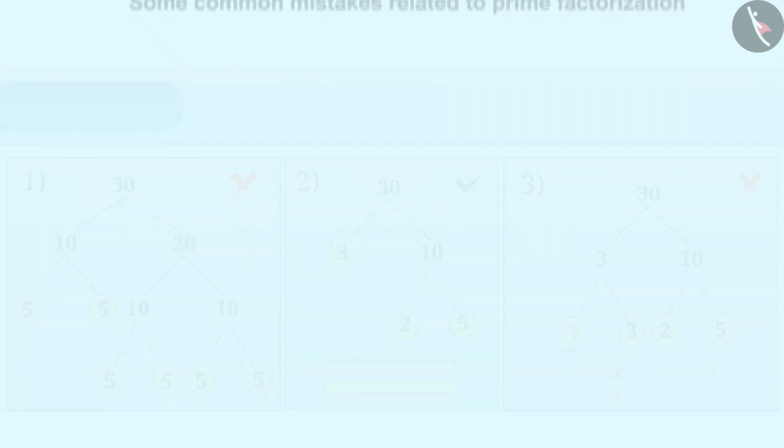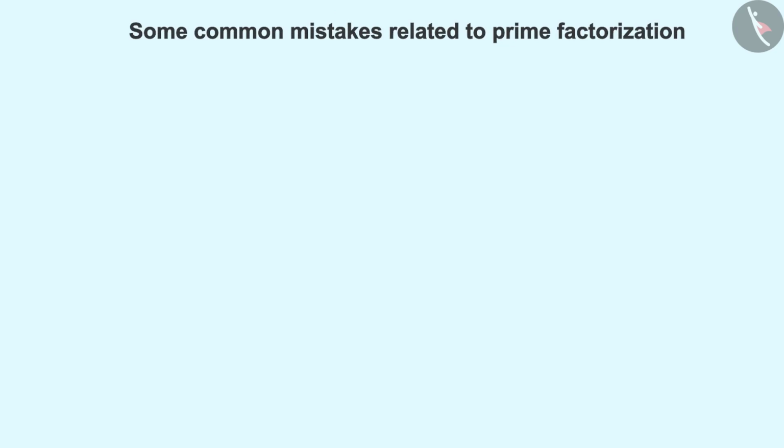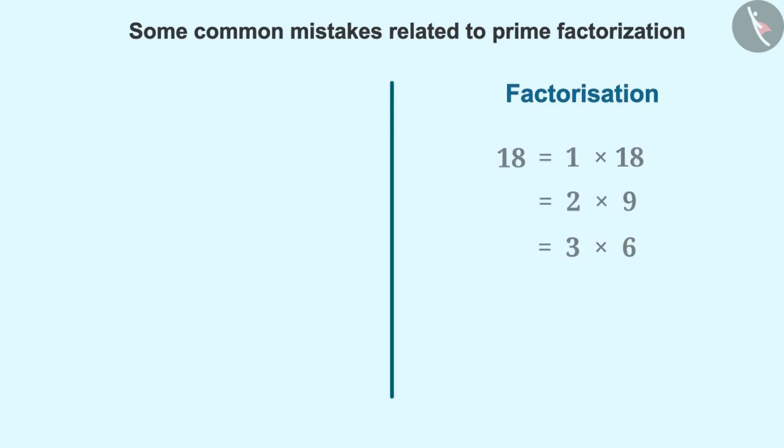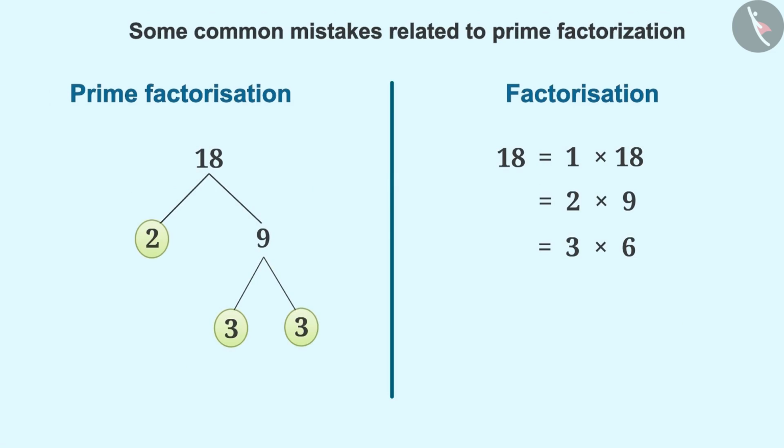Now let's see some common mistakes related to prime factorization. Sometimes factorization and prime factorization are considered the same. With this wrong understanding, when asked to find the factors of 18, the answer given can be 1, 2, 3, 6, 9 and 18. And when asked to find the prime factors of 18, the answer given can be 2, 3 and 3. For a clear understanding, it is important to know the difference between factorization and prime factorization.